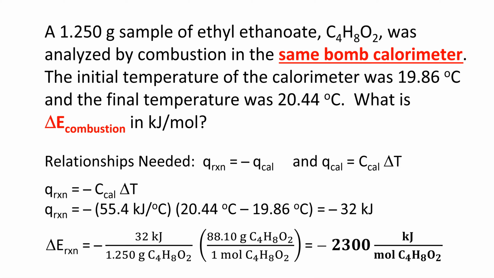So we'll do a proportion. We'll take our energy and divide it by how much of this material we in fact used. And we used 1.250 grams of C4H8O2. So we need to convert that, grams of our compound, into moles of our compound. We can do that with the molar mass, remembering those skills from earlier. And when we carry that all out, and we're very careful not to lose that little minus sign, it's very easy to lose, we come up with a value of negative 2,300 kilojoules per mole of C4H8O2.